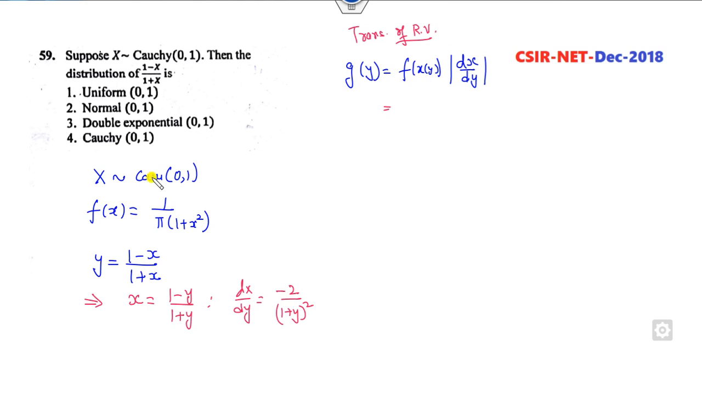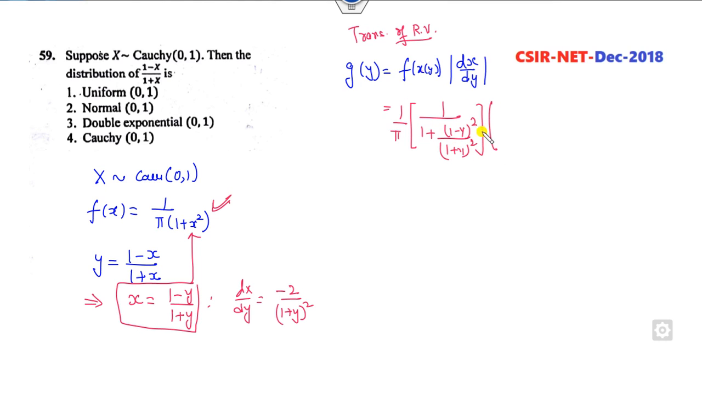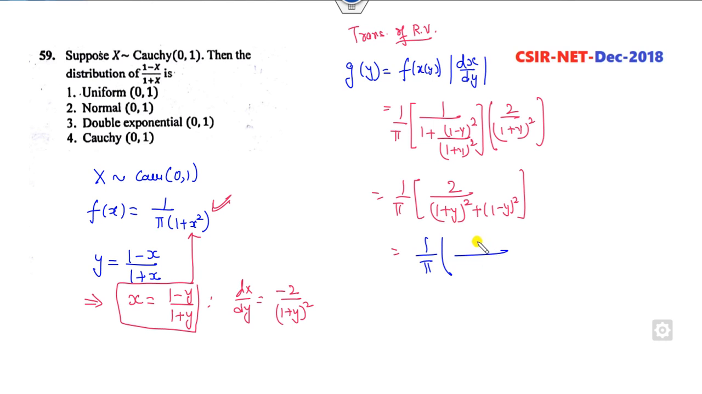Now you can substitute: what is fx here, and the value of x is this. I can substitute this value here. So 1 over 1 plus ((1 minus y) over (1 plus y)) square, into the mode of this. So that is 2 over (1 plus y) whole square. So 1 over pi. If I take the LCM, it will be cancelled out. So it will be 2 over (1 plus y) square plus (1 minus y) square. If you open this square, the 2 will be cancelled out. It's 1 plus y square. What is that? This is similar to this. What is the meaning of that?